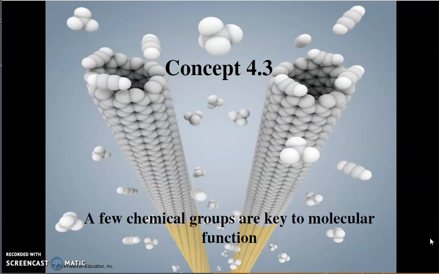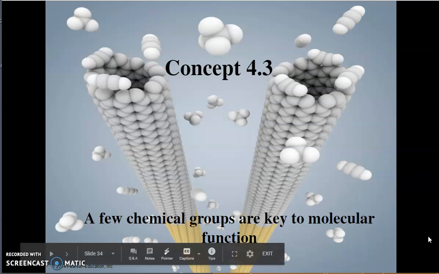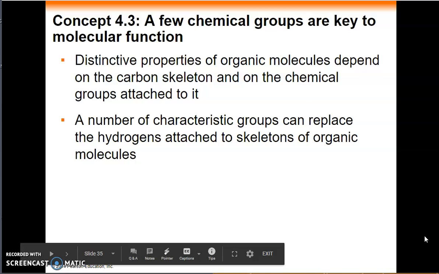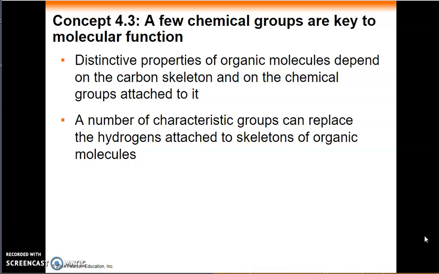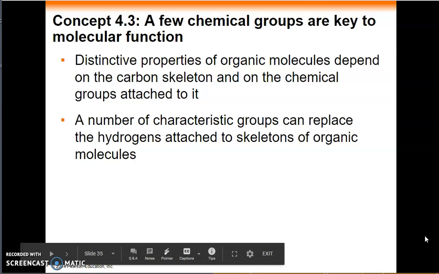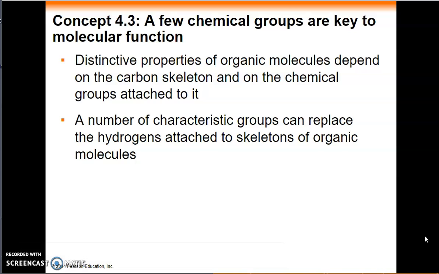Chapter 4, Section 3. Functional groups are what make a basic carbon skeleton into something specific and functional. The distinctive properties of an organic molecule depend not only on the arrangement of its carbon skeleton, but also on the chemical groups attached to that skeleton. If we start with hydrocarbons as the simplest organic molecules, characteristic chemical groups can replace one or more of the hydrogen atoms bonded to the carbon skeleton of that hydrocarbon.